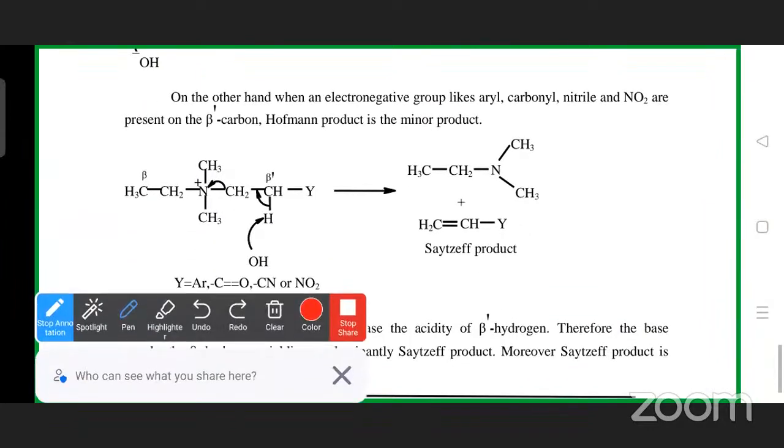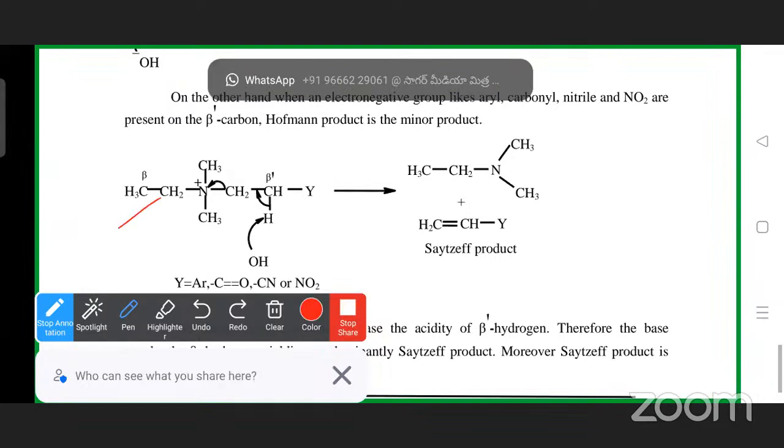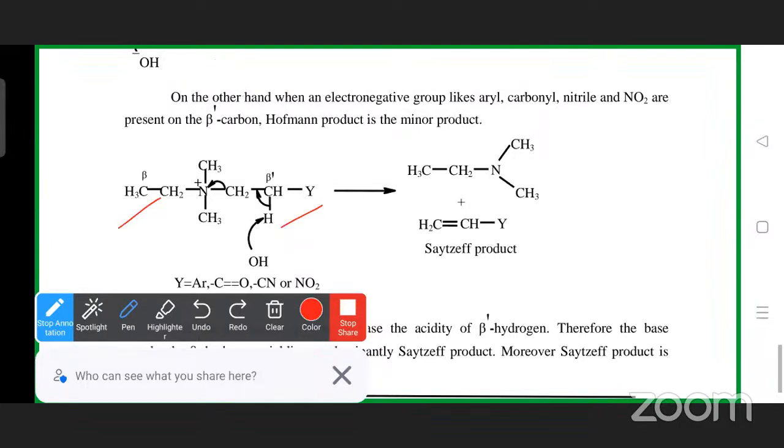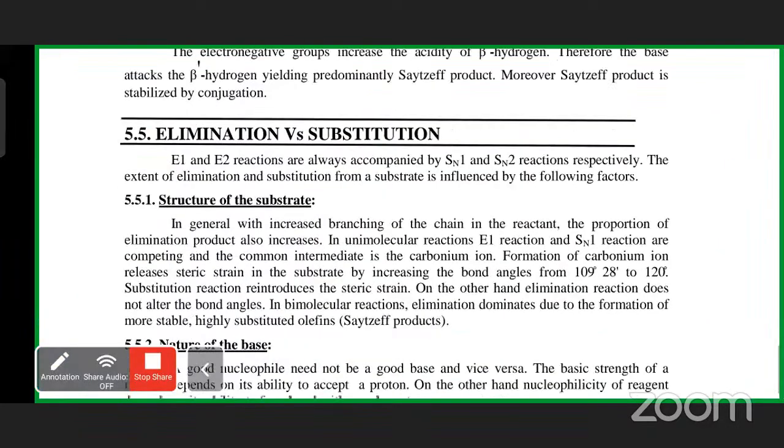Another way of looking at the mechanism is that either this beta hydrogen or this beta hydrogen is going to eliminate. If this beta hydrogen is eliminated, then we get the Saytzeff product, or we call it the anti-Hofmann product. Here the Saytzeff rule and the Hofmann rule are quite reverse. In the Saytzeff rule, the more substituted olefin is more stable, and in the Hofmann rule, the less substituted olefin is more stable. So both are reverse reactions.